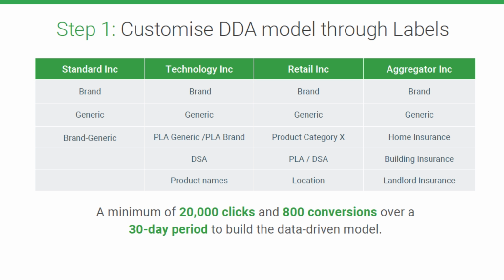And last but not least, we need a minimum of 20,000 clicks and 800 conversions over a 30-day period to build the data-driven model.